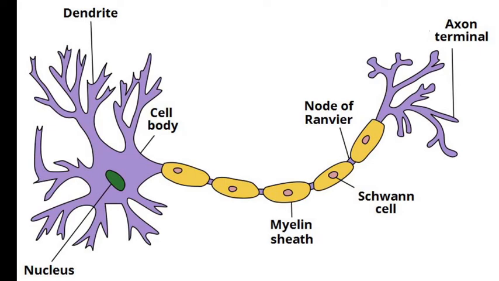Many times there is a question on synapse. What is synapse? The axon passes the impulse or message to another neuron through a junction or a gap between them. That one is called synapse.